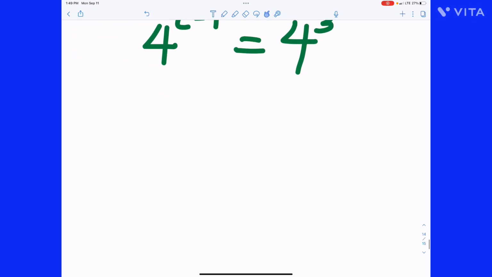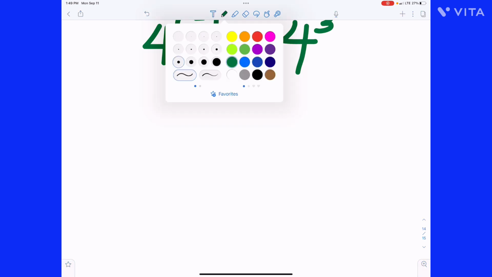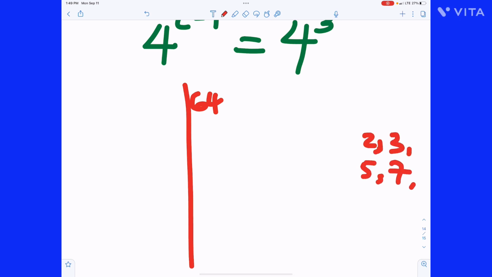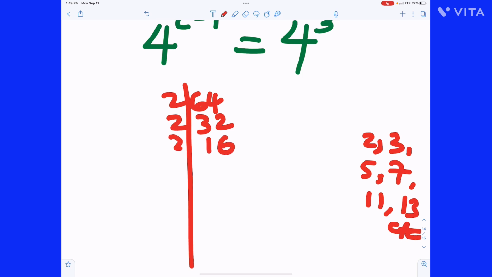You want to ask me how I got that? 64. Let me change my marker. 64, I will divide with prime factors 2, 3, 5, 7, 11, 13, and so on. I can start with 2. 2 in 64, 32. 2 in 32, 16. 2 in 16, 8. 2 in 8, 4. 2 in 4, 2. 2 in 2, 1.